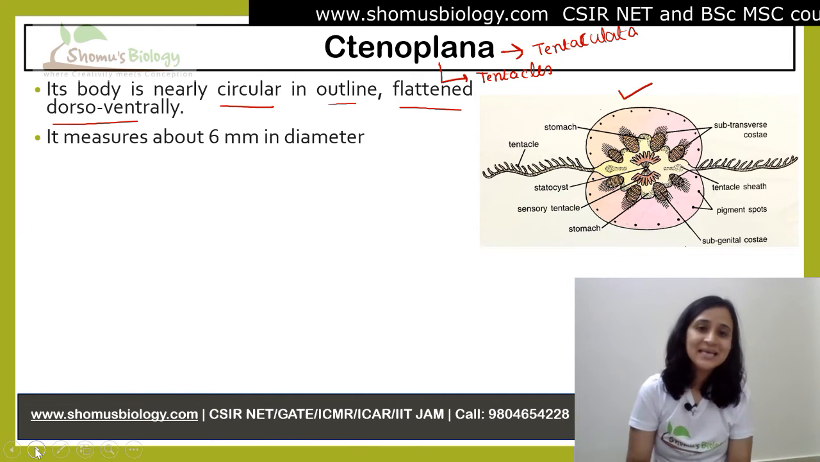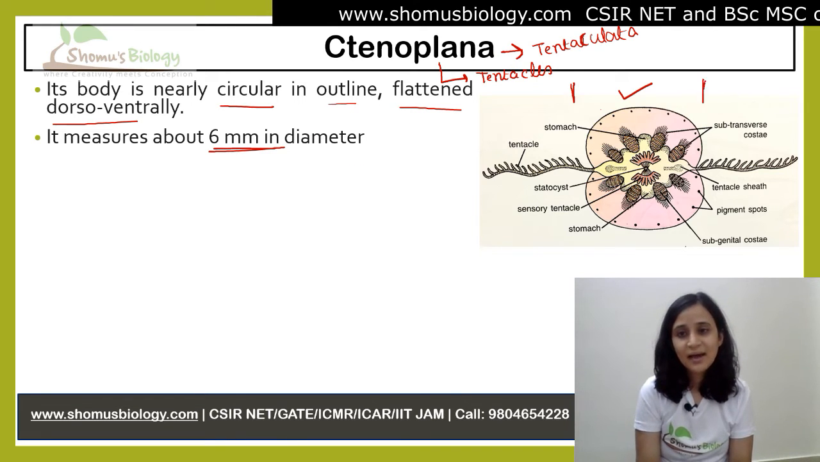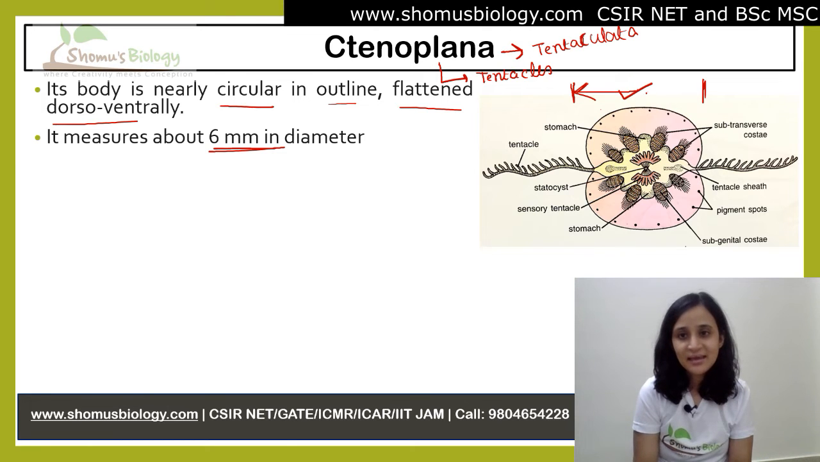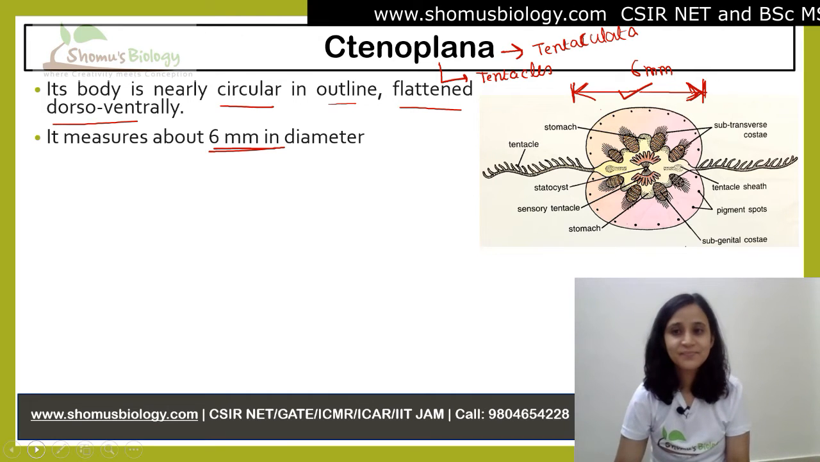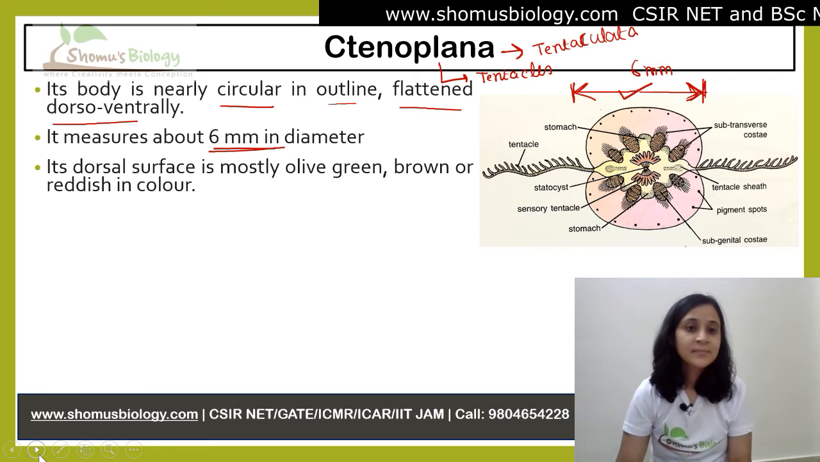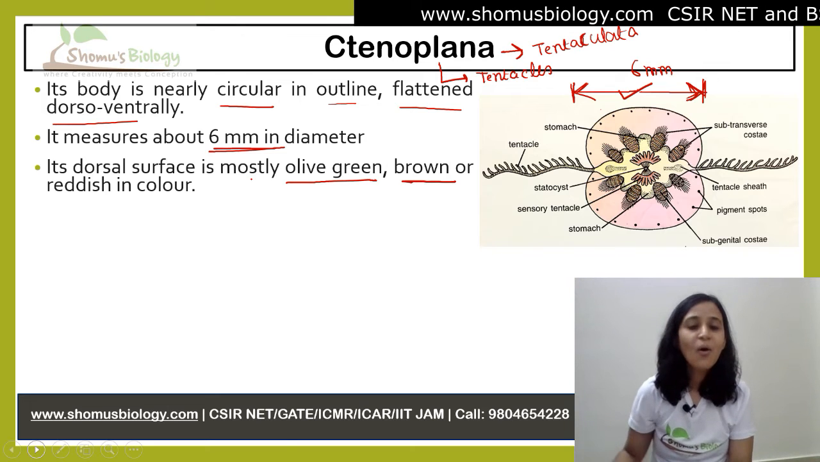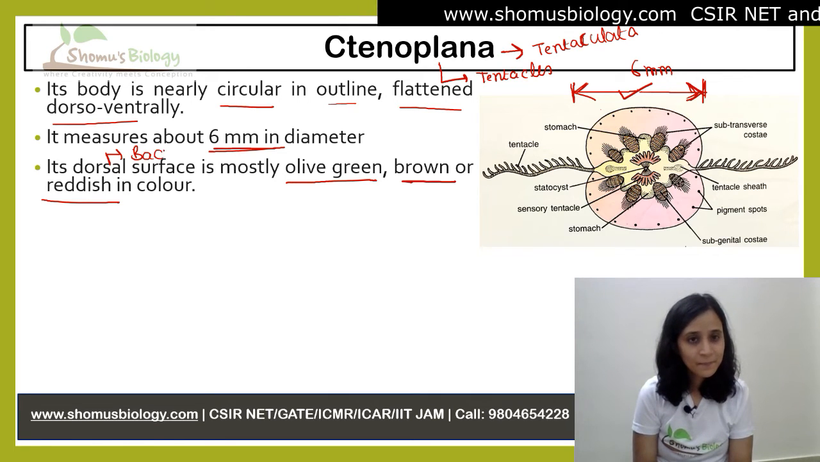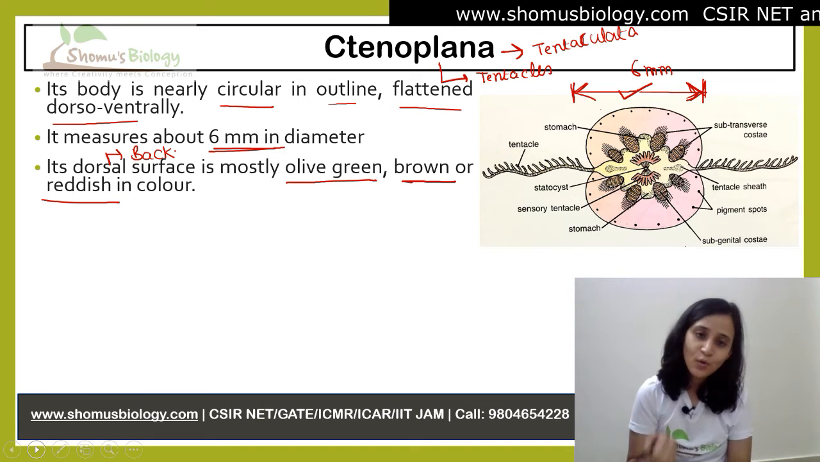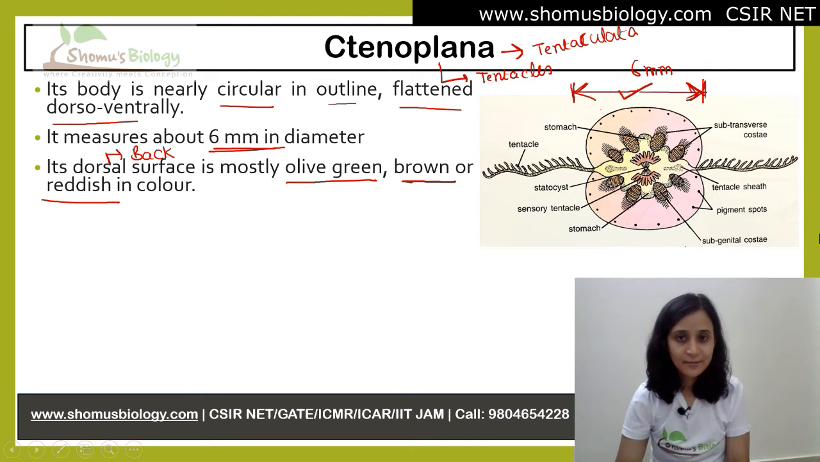It measures about 6 millimeter in diameter. So if this is the diameter, it is only 6 millimeter. Okay, so its dorsal surface is mostly olive green, brown or reddish in color. Dorsal surface means the back. The back surface or the back portion of the body is olive green, brown or reddish in color.